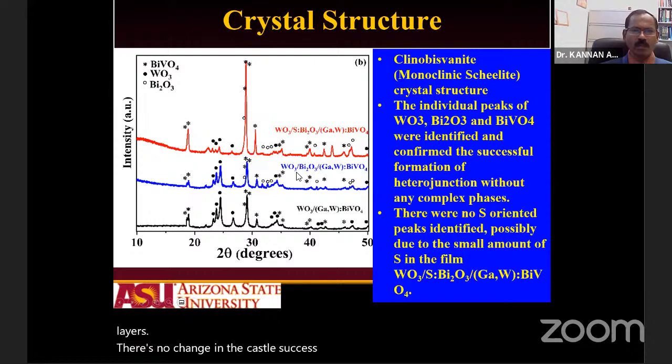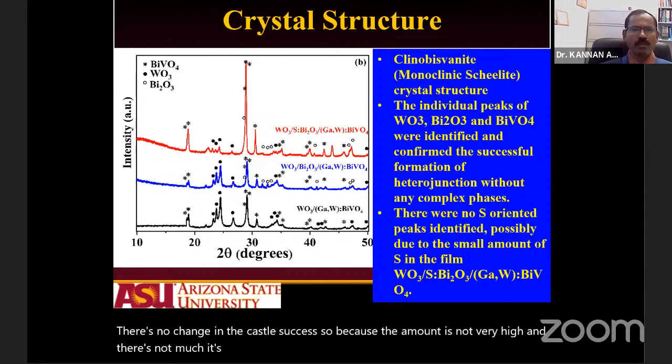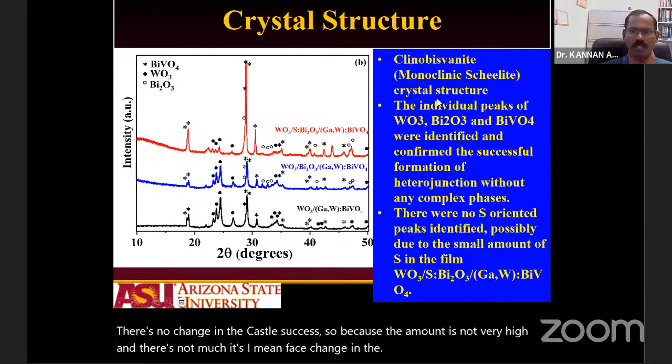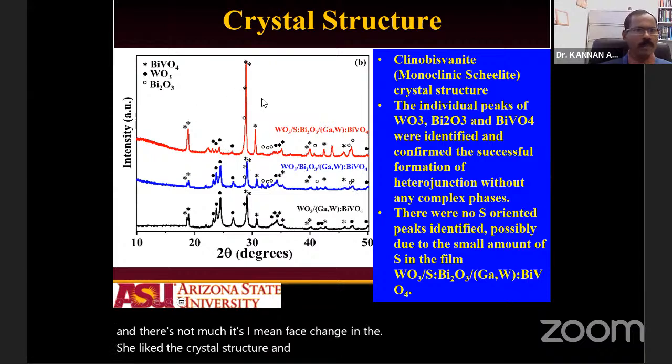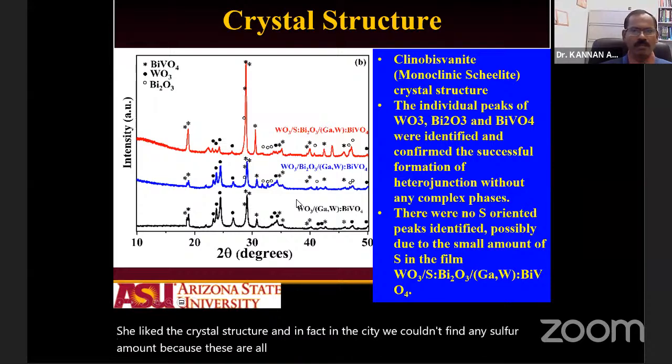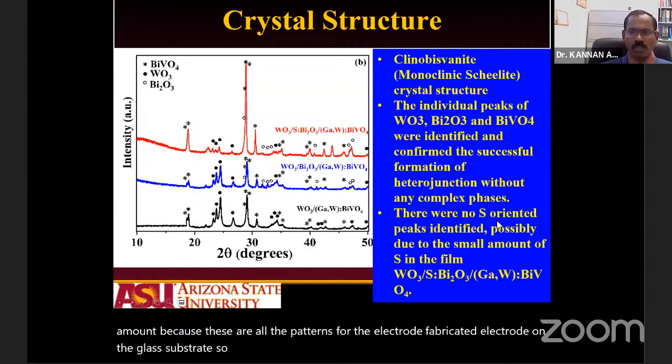Because the amount is not very high, there's not much phase change in the scheelite crystal structure. And in fact, in the XRD, we couldn't find any sulfur because these are all the patterns for the fabricated electrode on the glass substrate. So most likely there is not much sulfur present on the surface of the film, but with other methods we were able to identify the presence of sulfur.